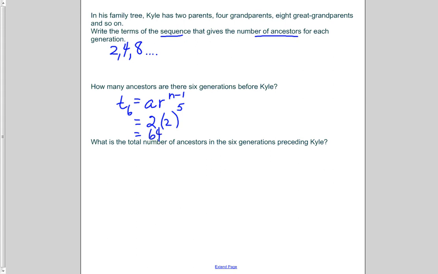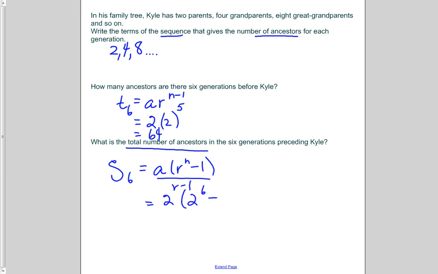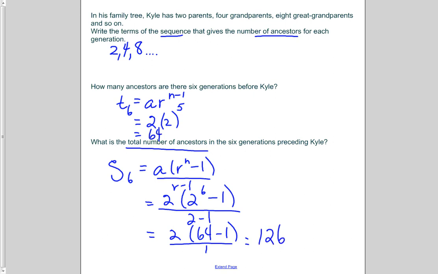great-great-great-great-grandparents in Kyle's family tree. What is the total number of ancestors? So that's when we want to sum the 6 generations preceding Kyle. We have A times R to the N minus 1 over R minus 1. And we started with 2. 2 to the 6. Subtract 1 over 2 take away 1. 2 times 2 to the 6 is 64, which is 2 times 63, which is 126 total ancestors in those 6 generations. Sounding kind of like Mulan at the moment.